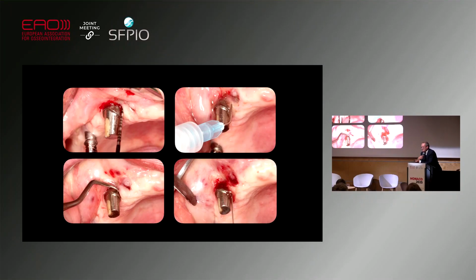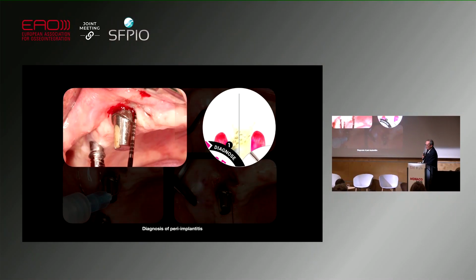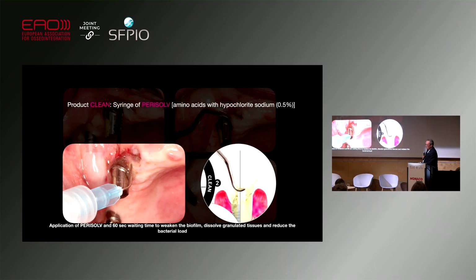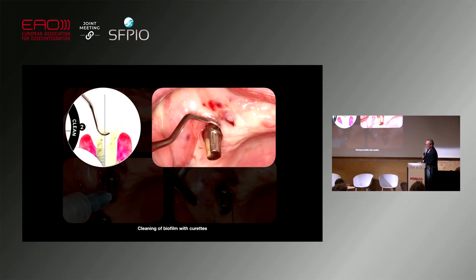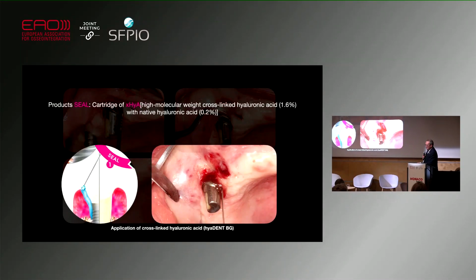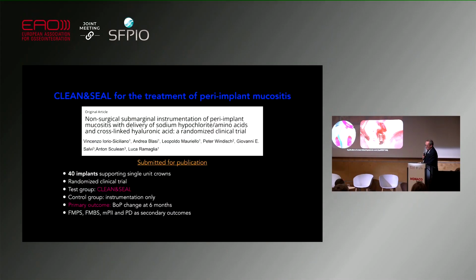First, we have a proper diagnosis, where the bleeding is present and the probing depth is a little bit deep. Then we chemically treat the inflamed tissues and dissolve them from the healthy tissues. Then mechanical submarginal instrumentation, and then the usage of the hyaluronic acid stepwise. I don't want to go into the details because it was presented before several times.